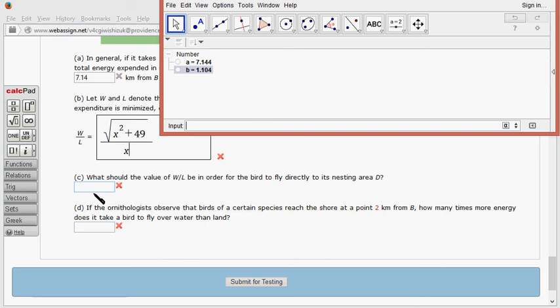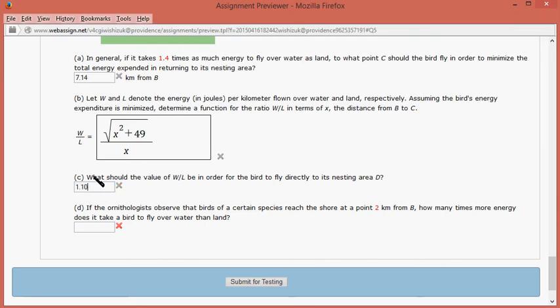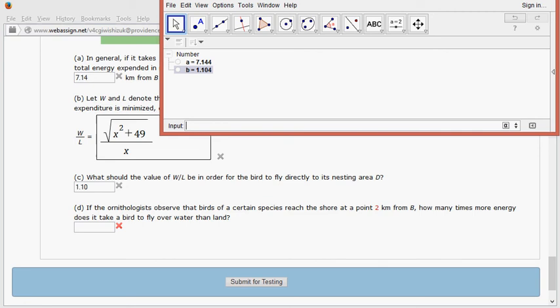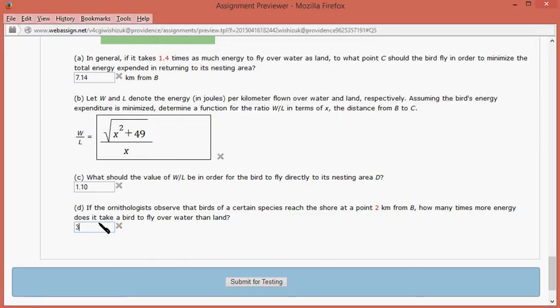So this is going to be 1.10. And how about if the bird is at 2? You just have to plug in 2. So you have the square root of 2 squared, 4, plus 49, divided by 2, and this came out to be 3.64. So 3.64. Alright, so let's submit for testing.